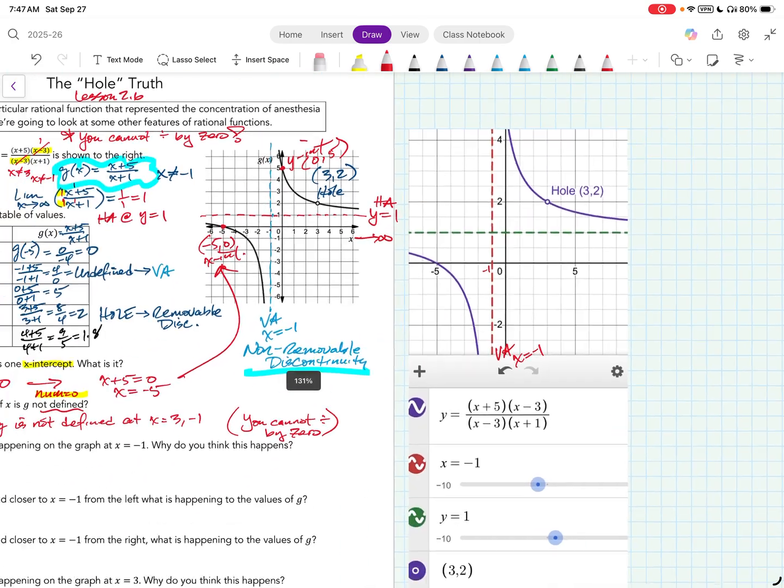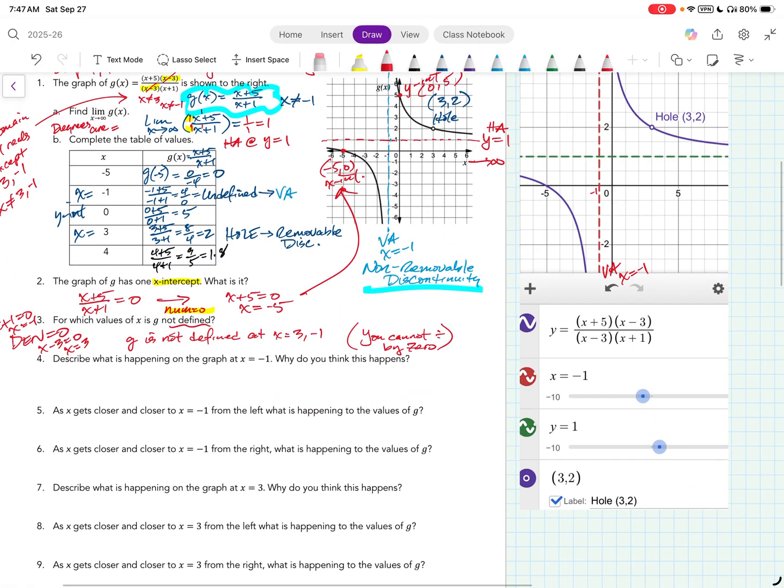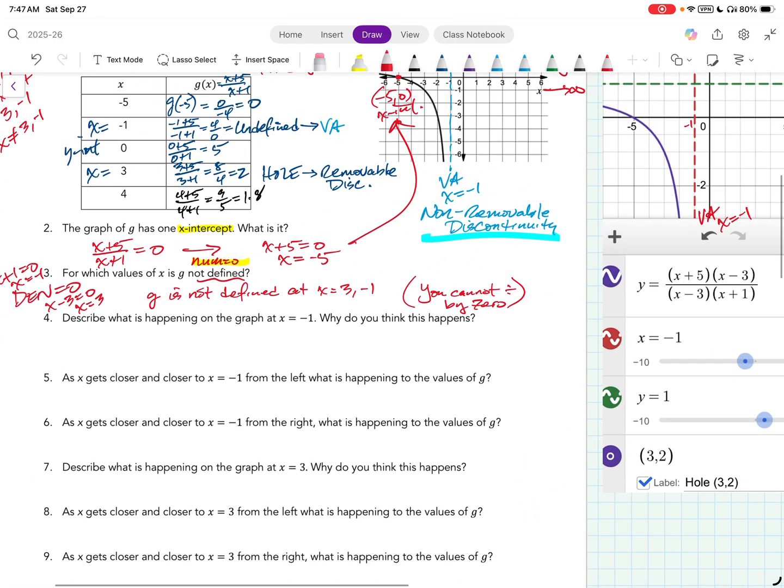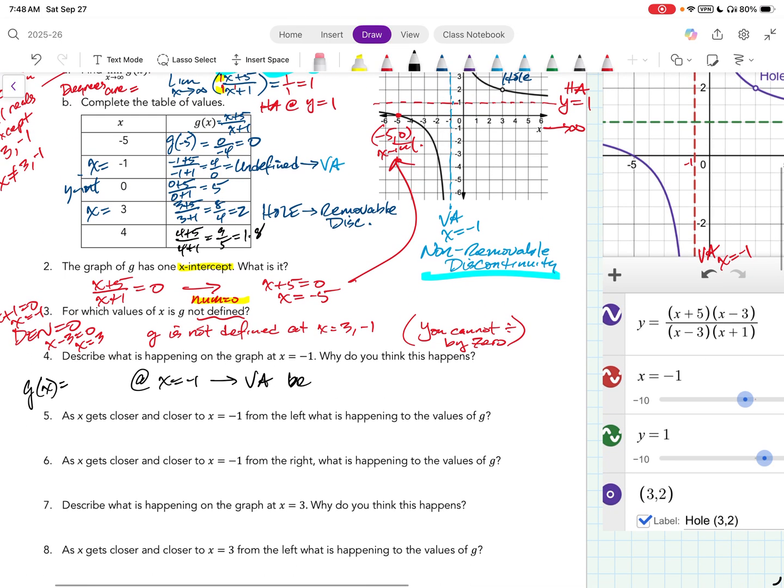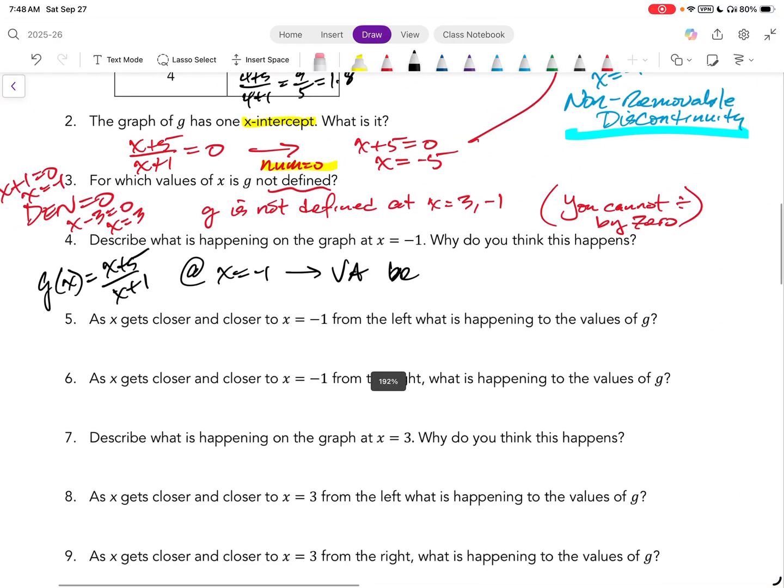And so what's happening there? Well, we have a vertical asymptote. Why does it happen? Well, because we have a non-removable discontinuity. So let's write that out. So at x equals -1, there is a vertical asymptote, right? Because the function is not defined there and it's non-removable. Remember, the simplified function g of x is x plus 5 divided by x plus 1. It's not defined at -1.